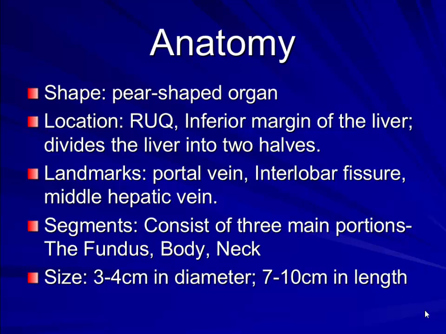The gallbladder consists of three main portions. There is a blind end portion of the gallbladder which is called the fundus, and then the middle part of the gallbladder called the body, and the most inferior part that connects to the cystic duct is called the neck. In terms of size, the gallbladder measures up to 4 cm in short axis and up to 10 cm in long axis.